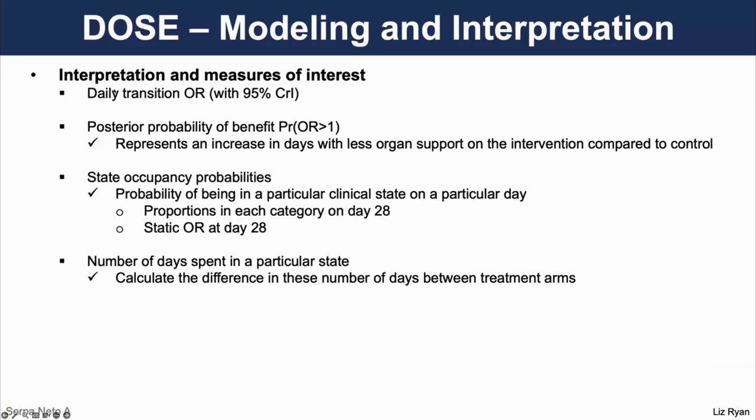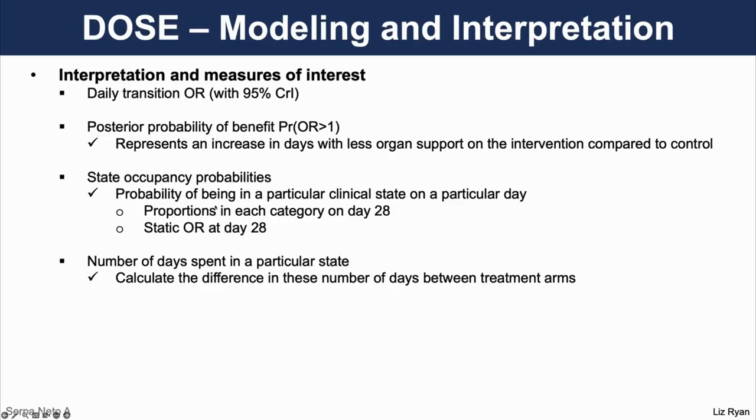So how to interpret this, how to measure the effect and how to report? The idea is to always report the daily transition odds ratio, and calculate the posterior probability of benefit, which is the posterior probability of an odds ratio greater than 1. And this will represent an increase in days with less organ support on the intervention compared to control, which is an accelerated recovery. We can also report the state occupancy probabilities, which is the probability of being in a particular clinical state on a particular day.